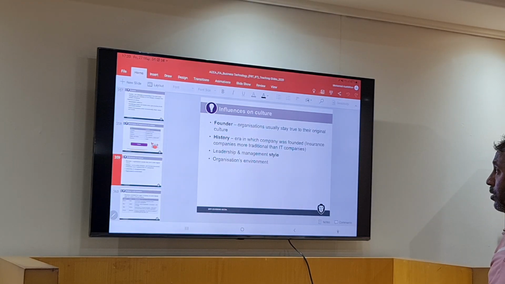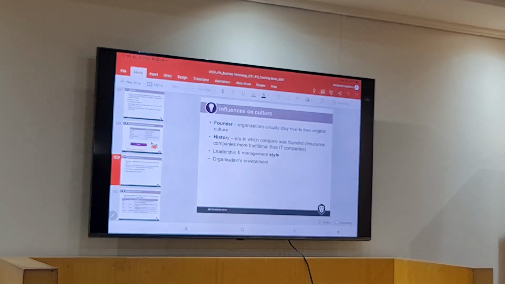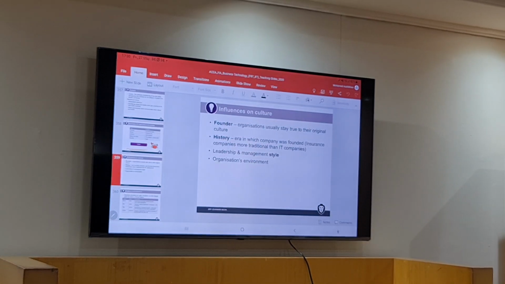Influences on culture. Founder: organizations usually stay true to their original culture. History: the era in which the company was founded; an insurance company is more traditional than an IT company. Leadership and management style also.